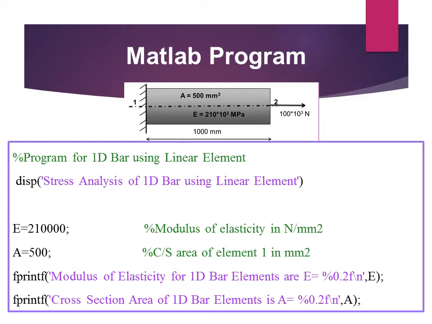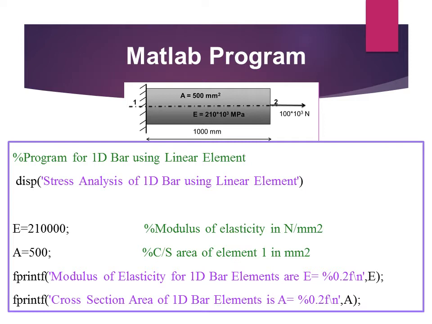See, this is the program for the 1D bar using linear element, and in brackets, stress analysis of 1D bar using linear element, which is the statement this displays on your screen. I am going to directly put E equal to 210 into 10 raised to 3, that is the modulus of elasticity, and A is equal to 500, that is the cross sectional area of the element. These two variables are known to me, so I am directly putting them here.